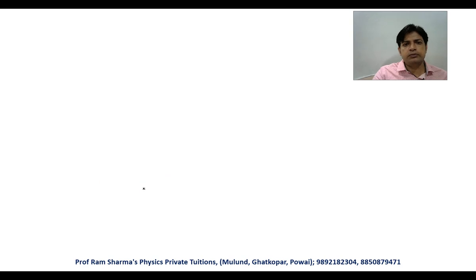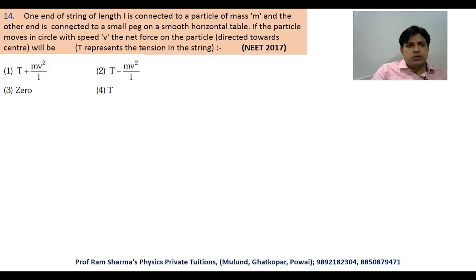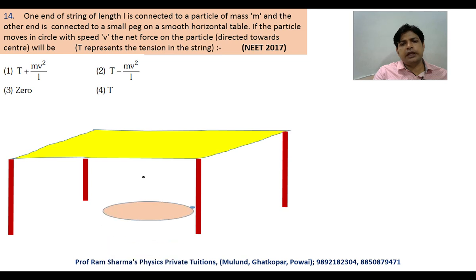Now next sum. One end of a string of length L is connected to a particle of mass m, and the other end is connected to a small peg. Small peg means you can assume it to be a nail sort of thing. On a smooth horizontal table, no friction. If the particle moves in a circle with speed v, the net force on the particle is directed towards the center. In other words, they want the centripetal force, and T is the tension. So I think the situation is probably like this, and this mass is moving, correct? Now there is a string as well.